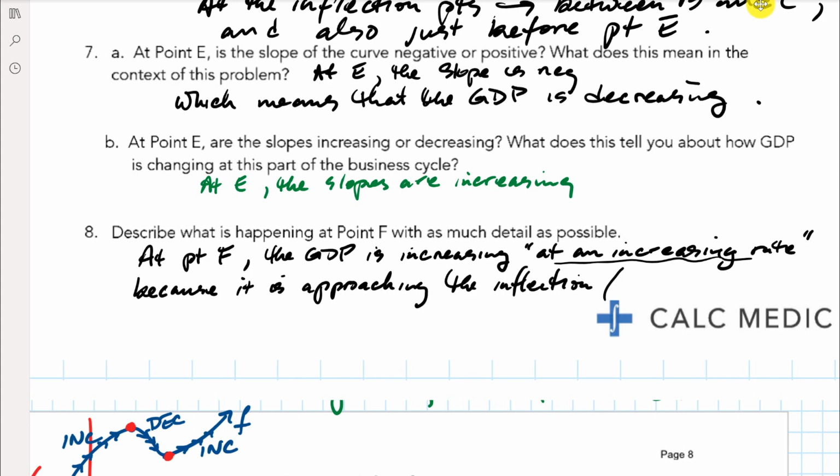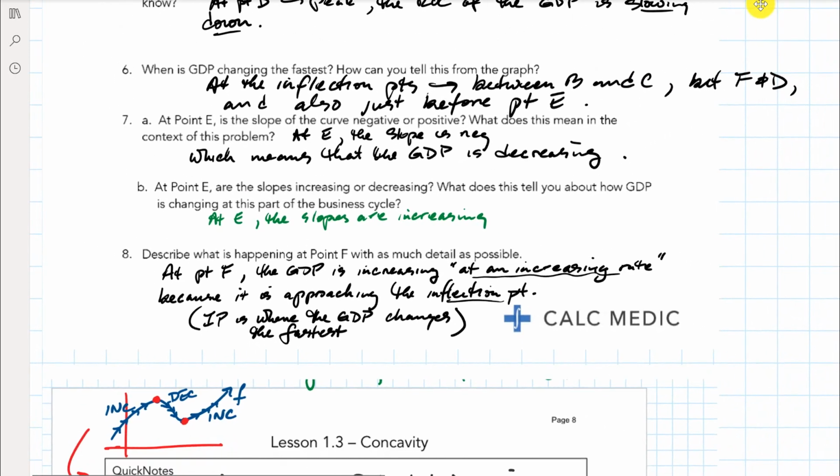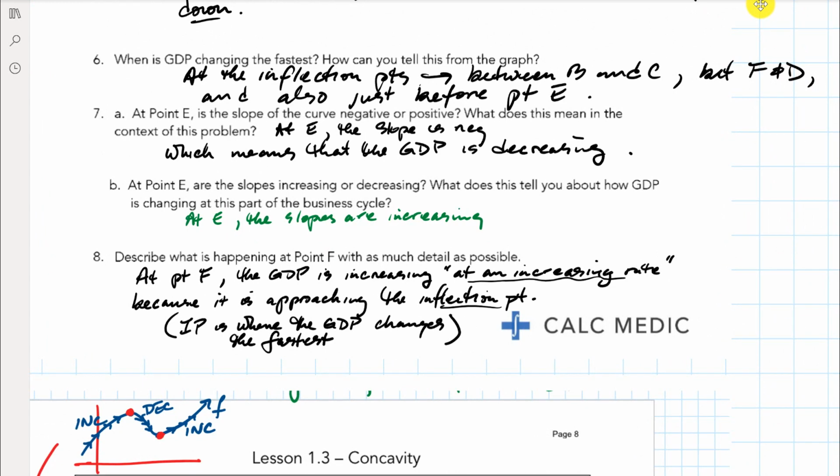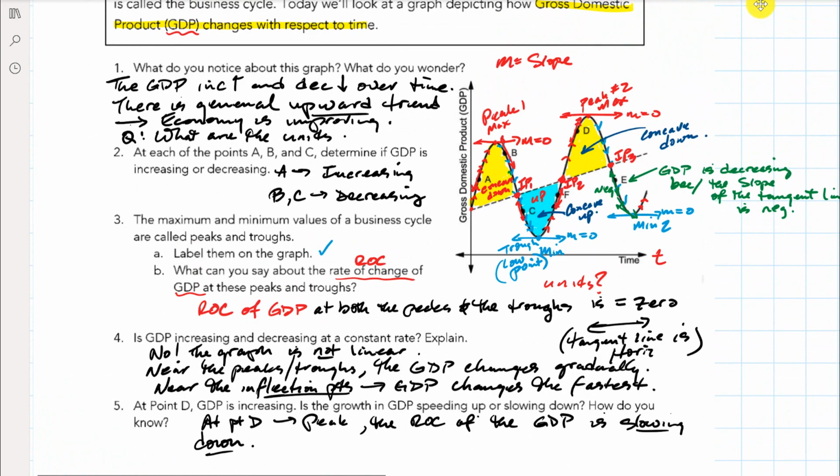Okay, now remember, the inflection point is where it changes the fastest, and that's the key. So when I say inflection point here, that's the point where it changes the fastest. IP is where the GDP in this case, or whatever we're talking about, changes the fastest. Very important concept. So you have to locate the inflection points, know where they are in the graph, because that tells you where the quantity is increasing the fastest or decreasing the fastest, depending on where you are in the curve. Now having said that, let's formalize everything.